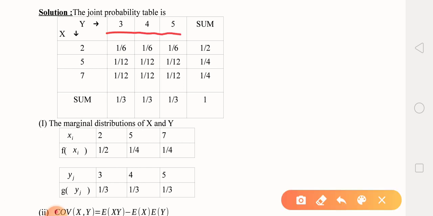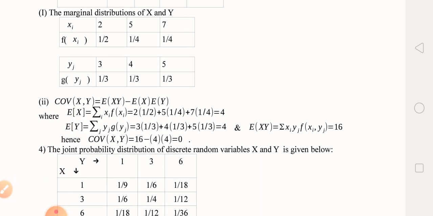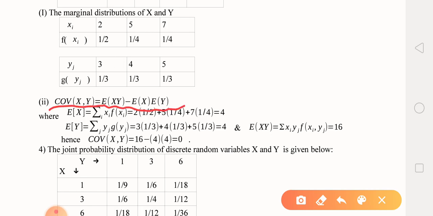We have 3 values for y, and the last row of sums gives probabilities for those y. So y values 3, 4, 5 have 1 by 3, 1 by 3, 1 by 3 as the probabilities. If you consider that in a separate table, that will give the marginal distributions for x and y. Next we have to consider covariance. Write the formula: covariance of xy is equal to expectation of xy minus expectation of x into expectation of y. So we have to calculate all required expectations or means.